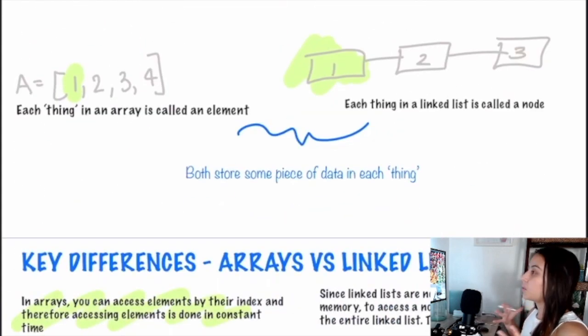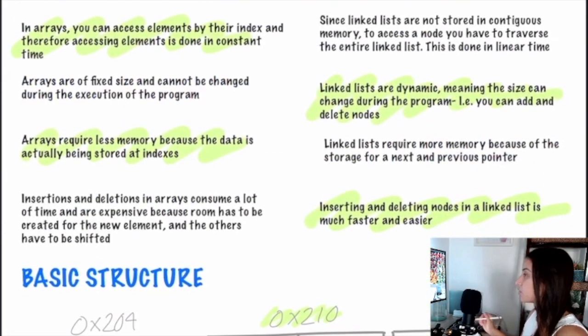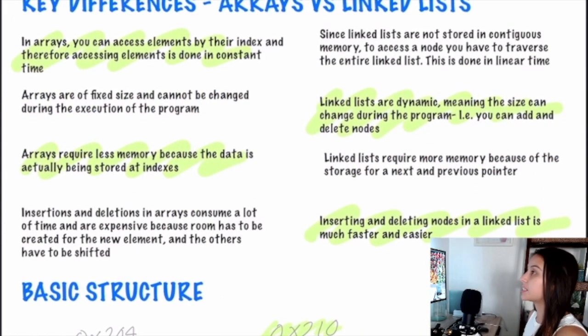In an array, we typically call each thing an element, and in a linked list, each thing we call a node. But both of them store information, whether that be a string, a number, they both store their own data. Now, some key differences that are really important to know is that, like we said, in arrays, we can access by index, and therefore, we can access any element in constant time. So this means that it doesn't matter if our array is 10 of length, 100 of length, a billion, we can access any element that we want in constant time.